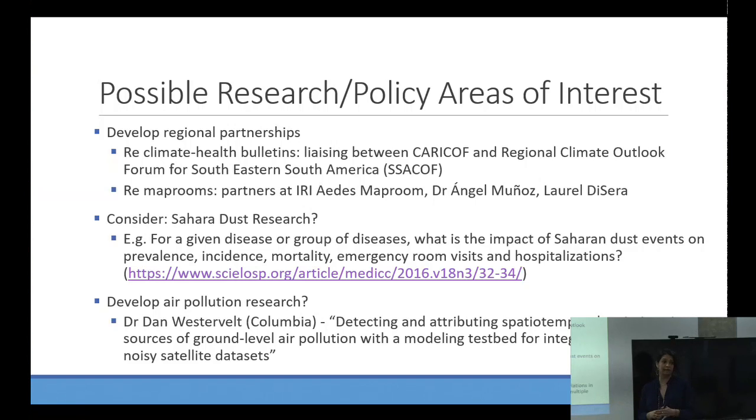Map rooms. So again, I suggested the partners on this map room. Angel Munoz and Laurel De Serra, they're at IRI, and again, they're quite excited in case anybody wants to talk to them about models moving forward.